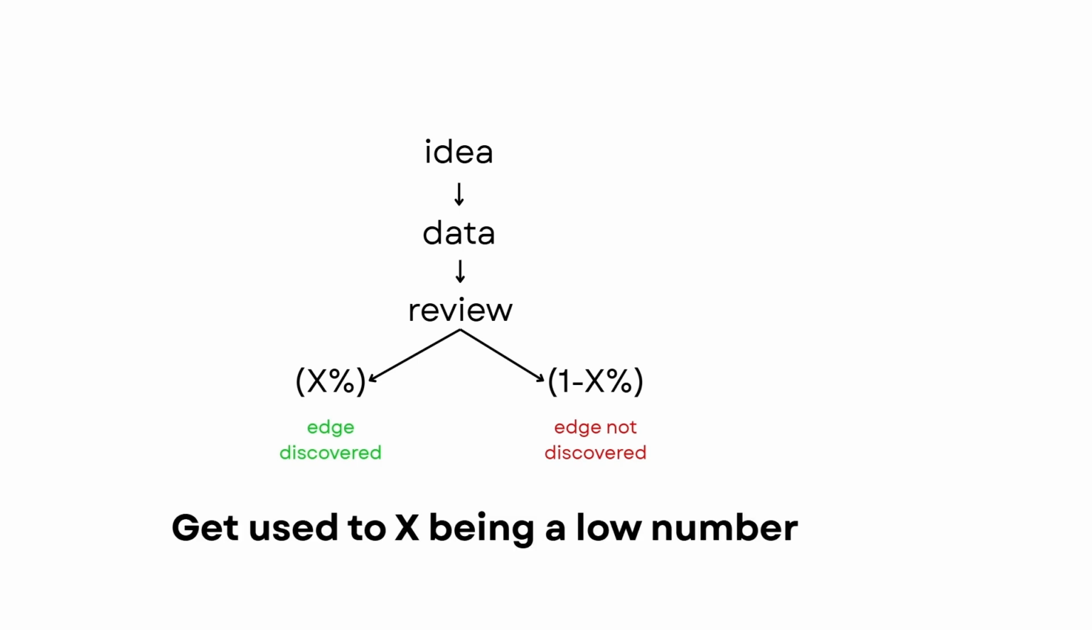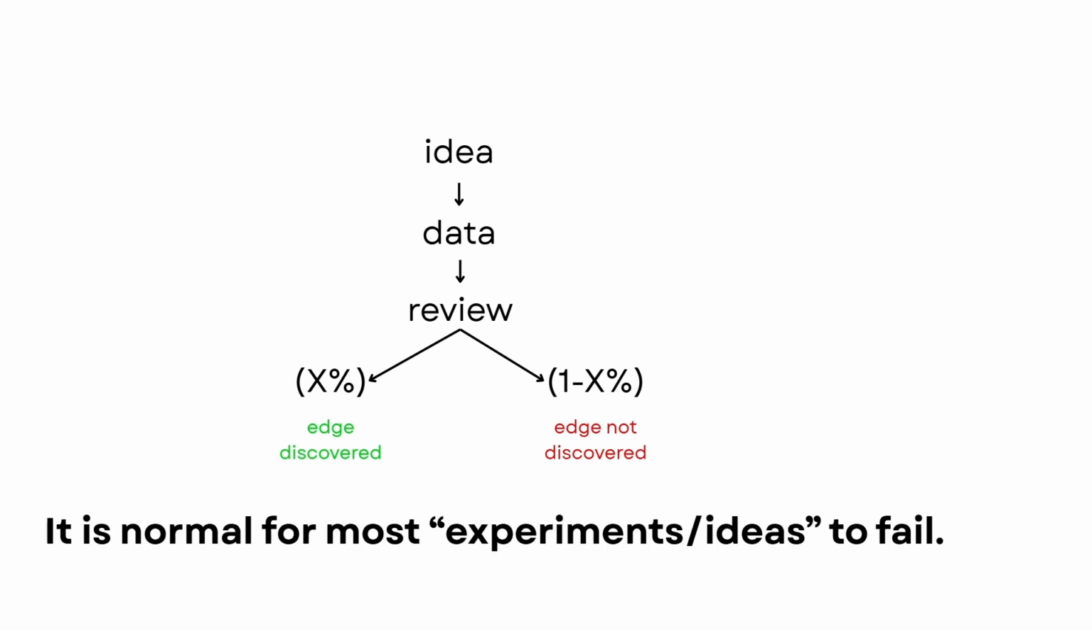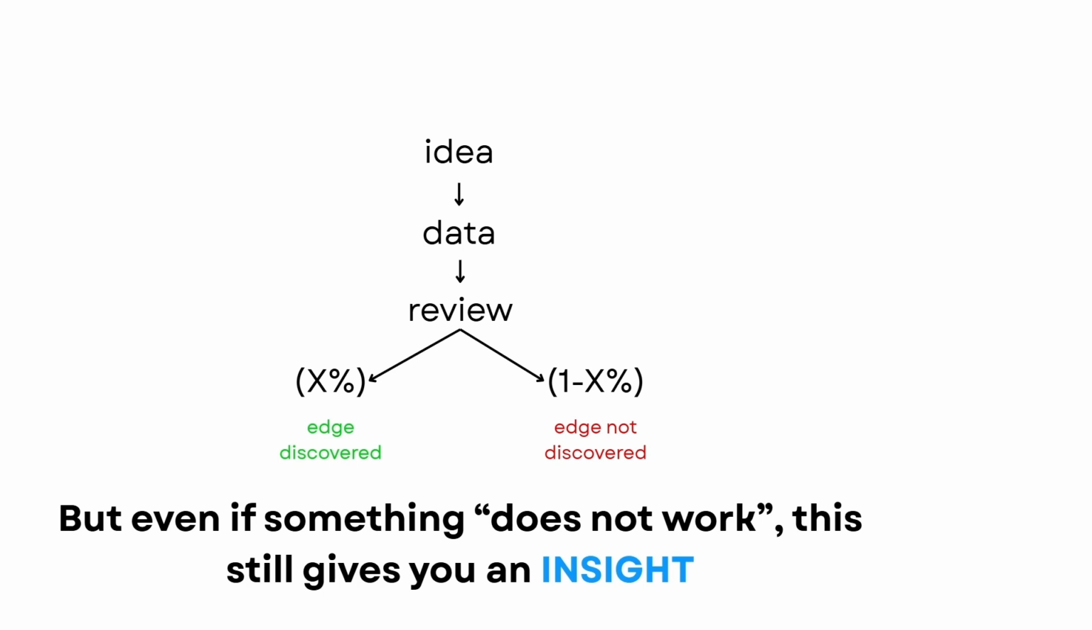Get used to X being a low number. Why? Because, think about it. Edge is an inefficiency in the market. So it's abnormal, right? It's rare to find, and it's also hard to find. People are literally competing over trying to find edge. So it makes perfect sense that when you go through this process, I wonder how good this idea is, you collect the data on it, you review the data, most of your ideas are not going to lead to something fantastic, right? It's completely normal for most of your experiments and your ideas to fail. Completely normal. Right?